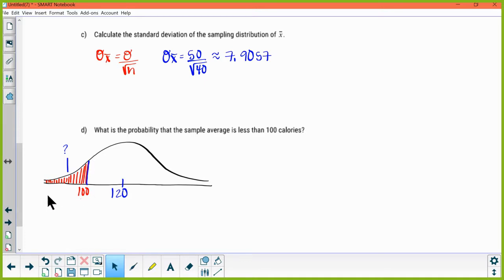I always suggest an image, a graph, a sketch, just so that you can see what area am I actually shading. Once you're not drawing pictures, you tend to flip things a little bit more easily. So drawing usually helps. So I'm trying to find the probability that my sample average, X bar, is less than 100.